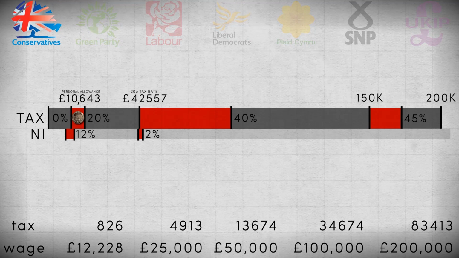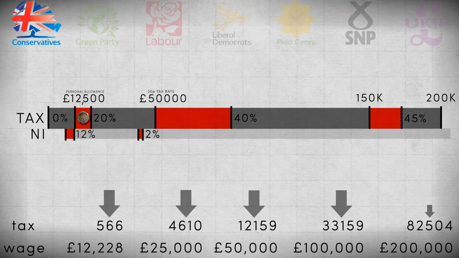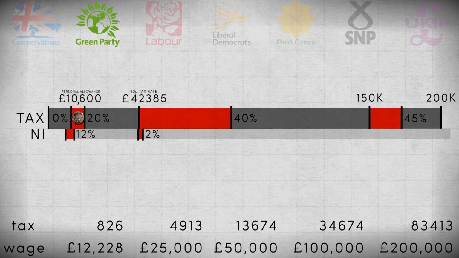The Conservatives want to increase the untaxed personal allowance to £12,500 and increase the threshold for the 40p tax rate to £50,000, thus reducing taxes for all. The Greens would like to see a higher tax rate on the wealthiest, increasing the top tier to 60p, in addition to removing the 2% cap on national insurance contributions for people earning above £42,000.